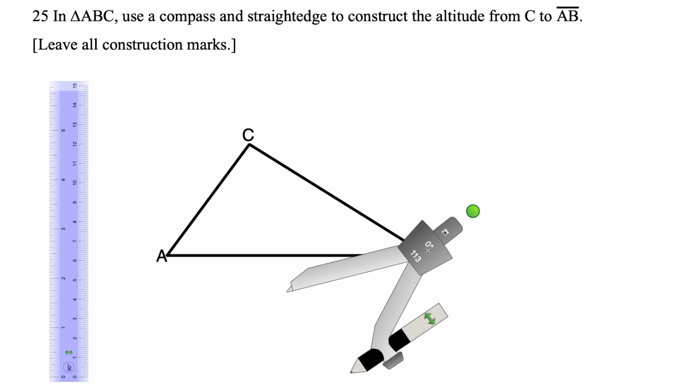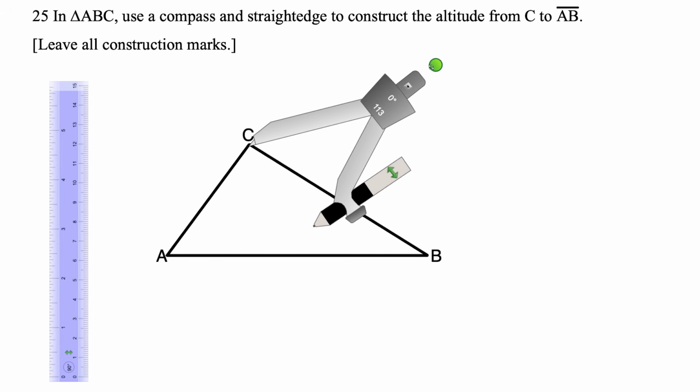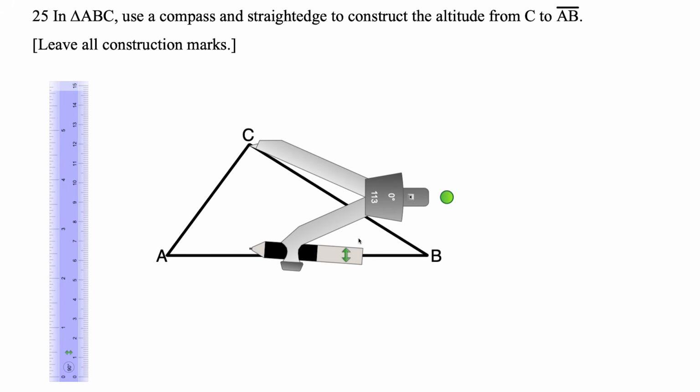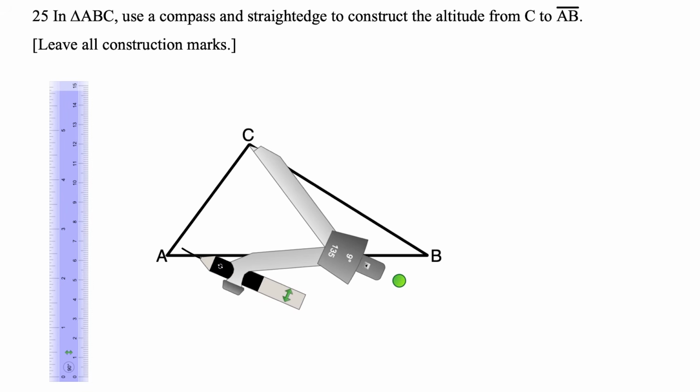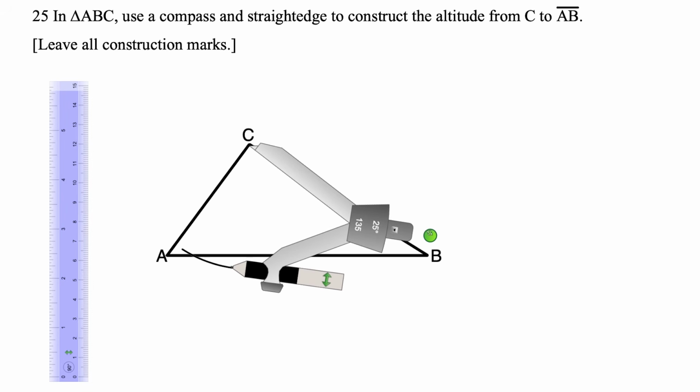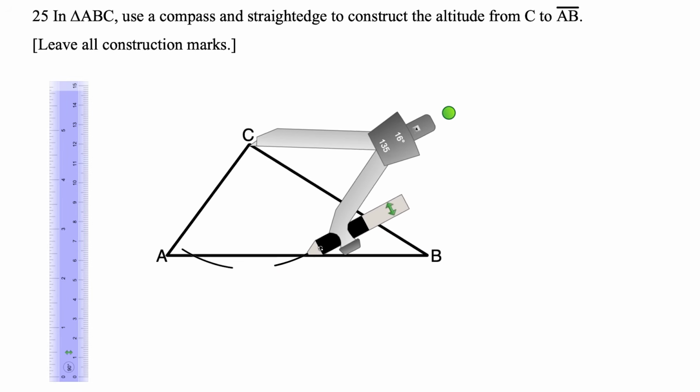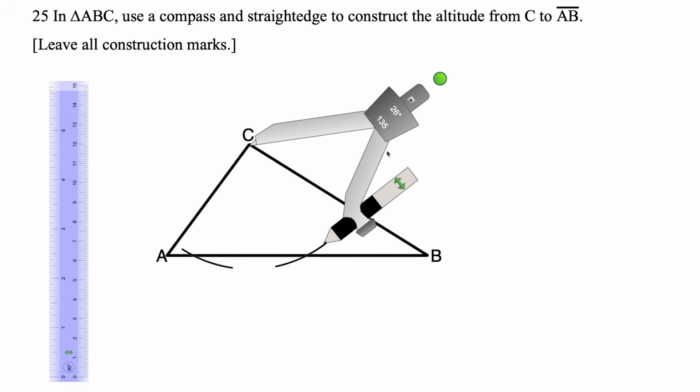So we're going to start at point C, and we're going to swing an arc so that it hits side AB in 2 locations. I have to open it up a little bit like this, and we swing the arc. We have 1 point of intersection here, and then we continue and do it on the other side, and it hits side AB in 2 locations.